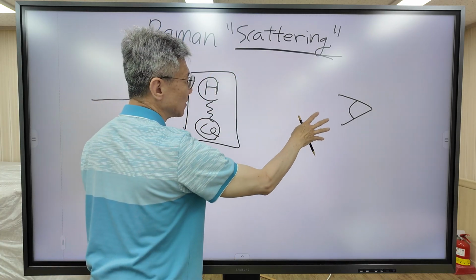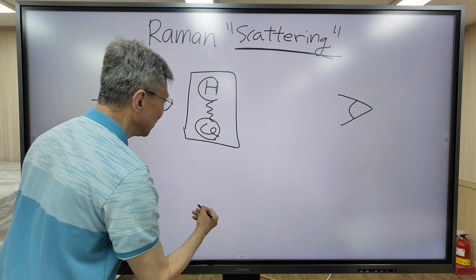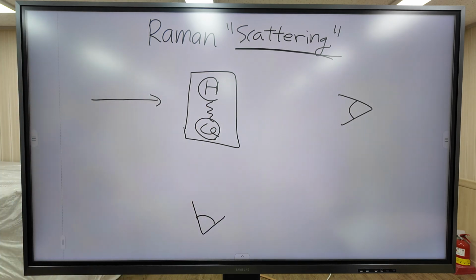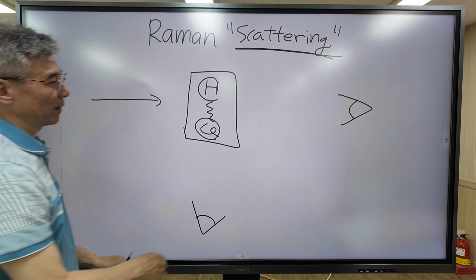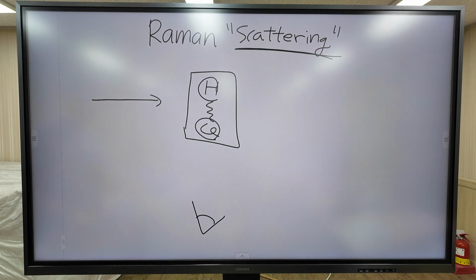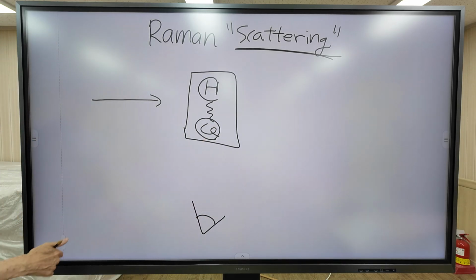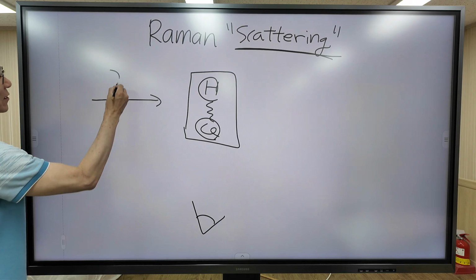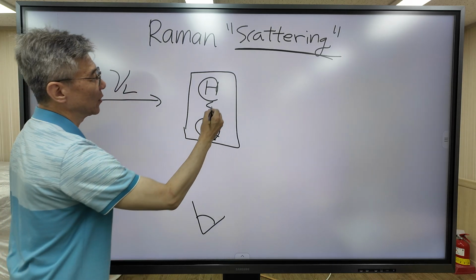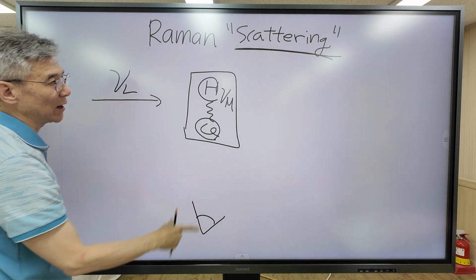We can place the detector in any direction, but in practice, we usually place the detector perpendicular to the incident beam for efficiency. So this is the experimental setup for Raman spectroscopy, and we measure the spectrum emitted from this sample. Now consider the frequency of the light is ν_L, and the vibrational frequency of this molecule is ν_m. And we measure the spectrum of the scattered light.